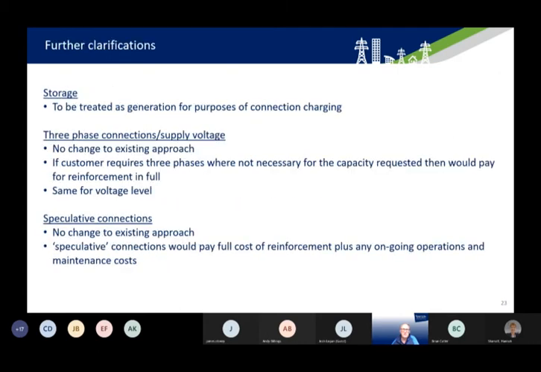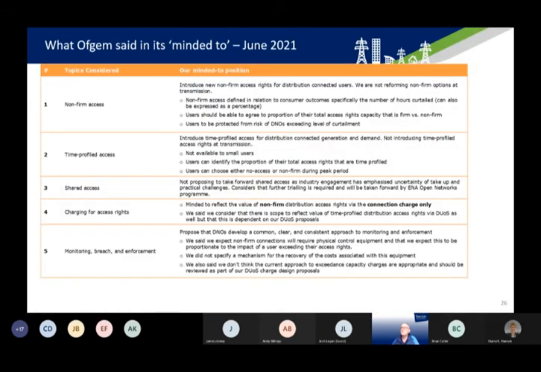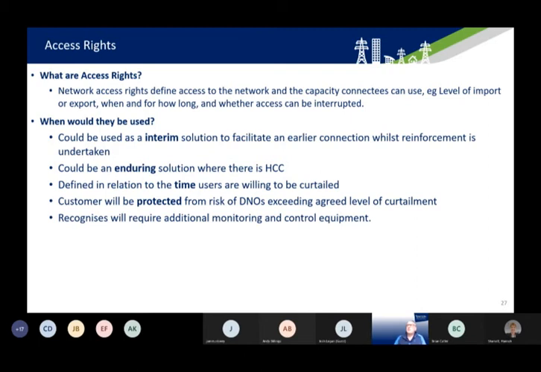Right, I'm just conscious of time, so I want to just crack on and cover a little bit on access rights. So this is what Ofgem said in June, and they had some bits that they paused then, and some bits that they progressed on. I think it's probably better to actually explain what they're talking about and how they're thinking it could be used. When they talk about access rights, it's talking about how you define the access to the network: what level of import-export, when you can import-export, how long for, and whether it can be interruptible or not.